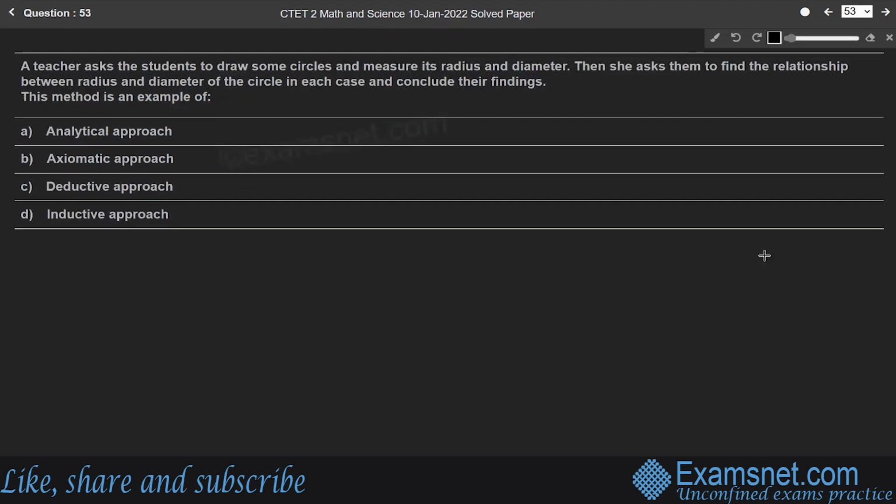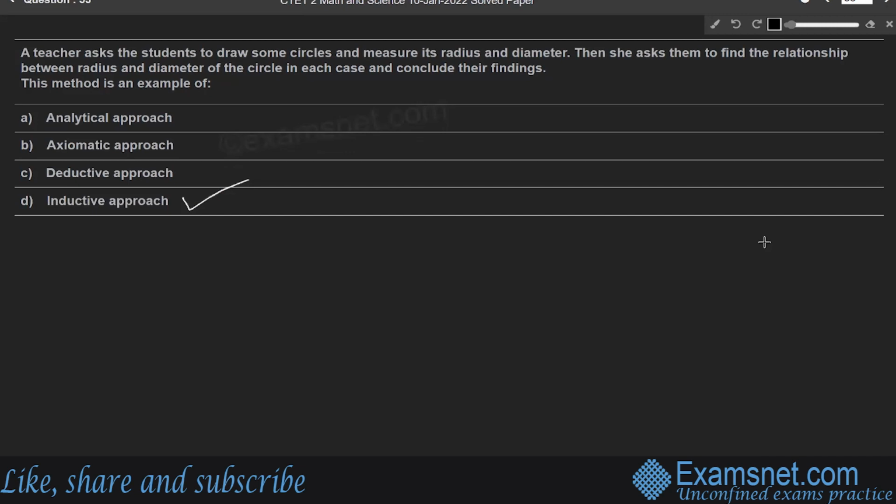Question 53. A teacher asked the students to draw some circles and measure the radius and diameter. Then she asked them to find the relationship between radius and diameter of the circle in each case and conclude their findings. This method is an example of analytical approach, axiomatic approach, deductive approach, inductive approach. Here the correct answer is inductive approach.